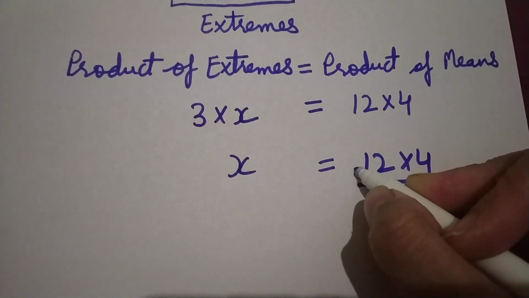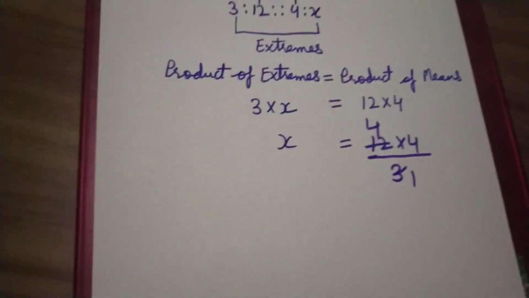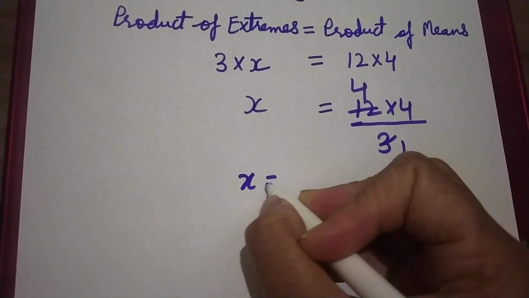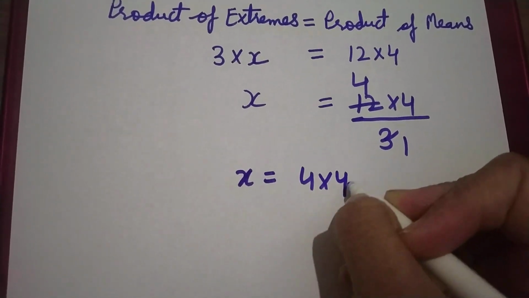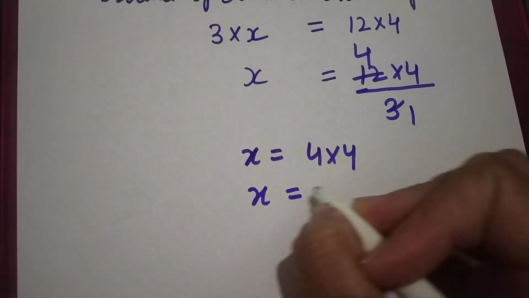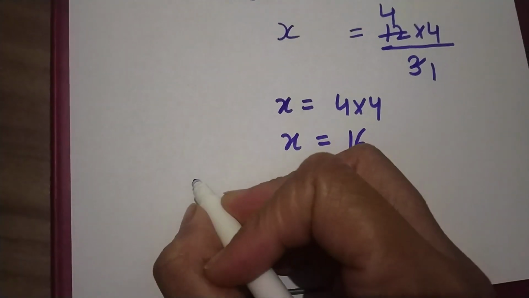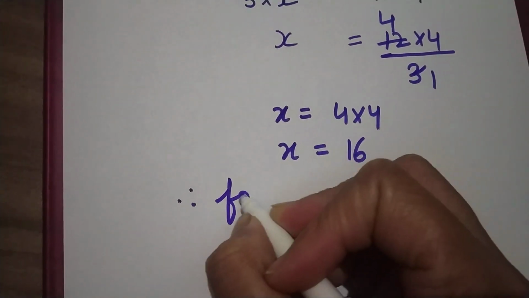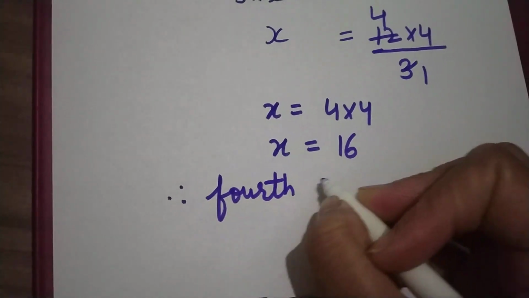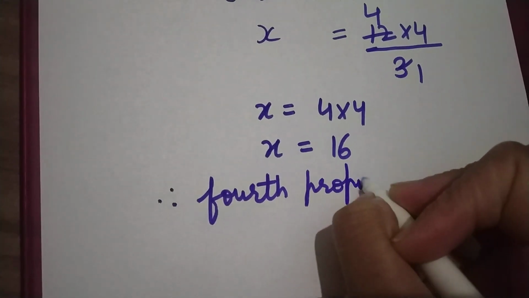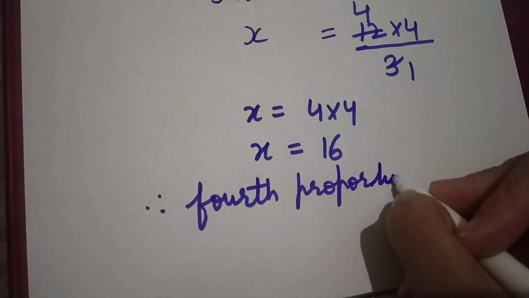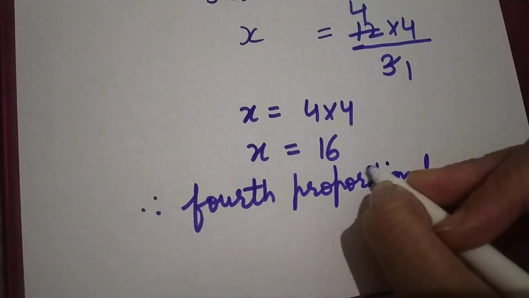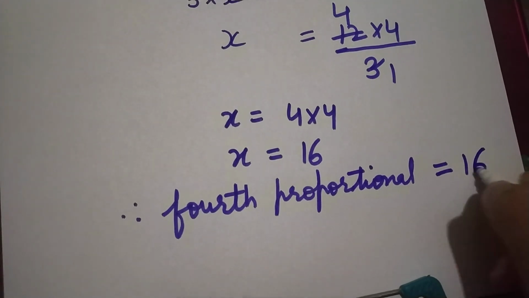3 ones are 3, 3 fours are 12. Now x is equal to 4 multiplied by 4. x is equal to 4 fours are 16. So the fourth proportional is equal to 16. In this way we can find the fourth proportional. Now next is the third proportional.